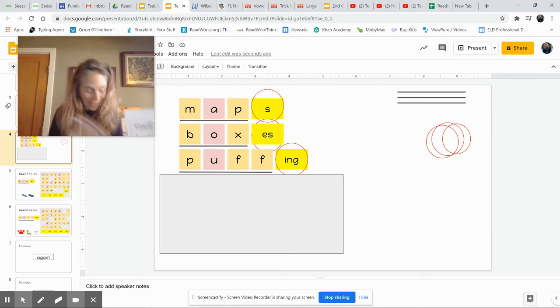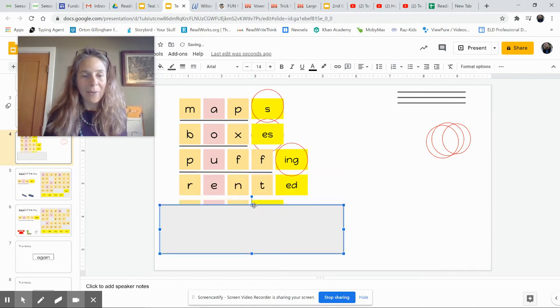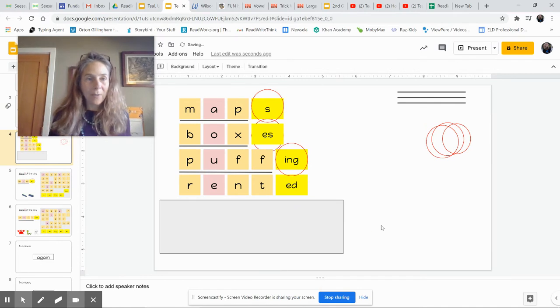I hope so. I'm going to erase my board because I'm running out of room here. And let's take a look at our next word. Okay, our next word is going to be this one. Ooh, okay, I see a new suffix there. So now we've got the base word here. Let's tap out our base word and read it.